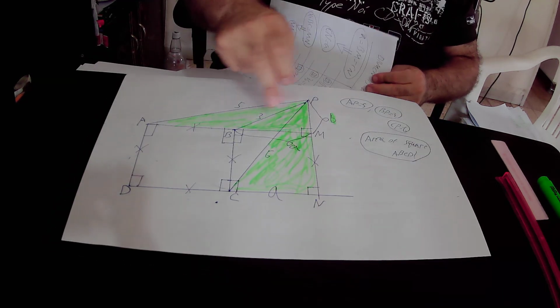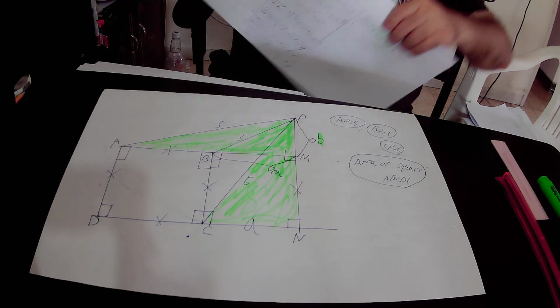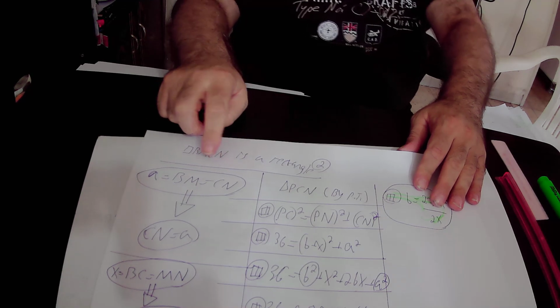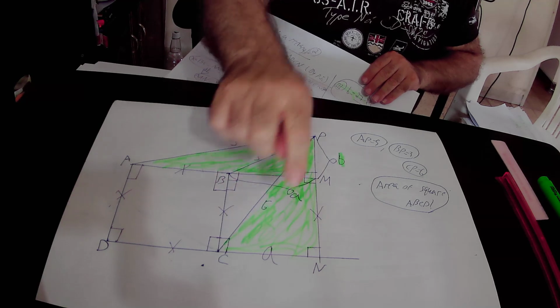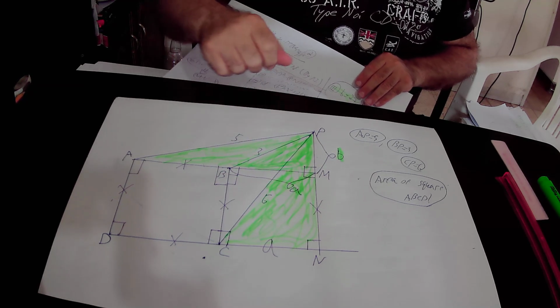BM equals CN, but according to our definition, BM equals a. And from this equation, a equals BM equals CN, we derive that CN is also equal to a. Here, CN equals a.